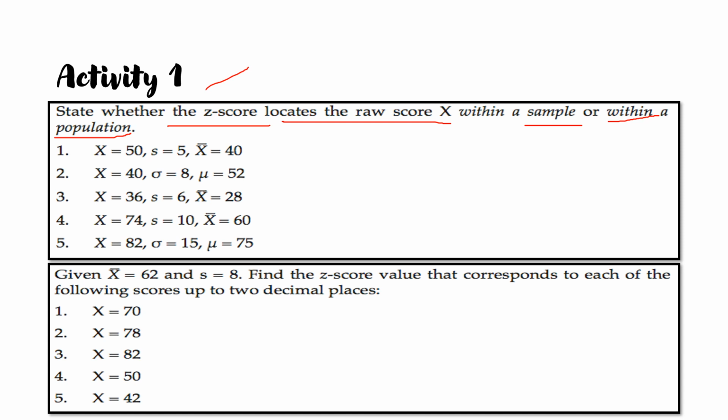Your answer will be within a sample or within a population. A while ago, I said that whether your X, or your raw score, is within a sample or within a population depends on the given values. If the given values are your population mean and your population standard deviation, meaning to say your raw score X is within your population. If the given values are sample mean and sample standard deviation, then your raw score X is within your sample. Again, for part 1 of your activity 1, you simply state whether the z-score locates the raw score X within a sample or within a population. You don't need to compute the value of your z.